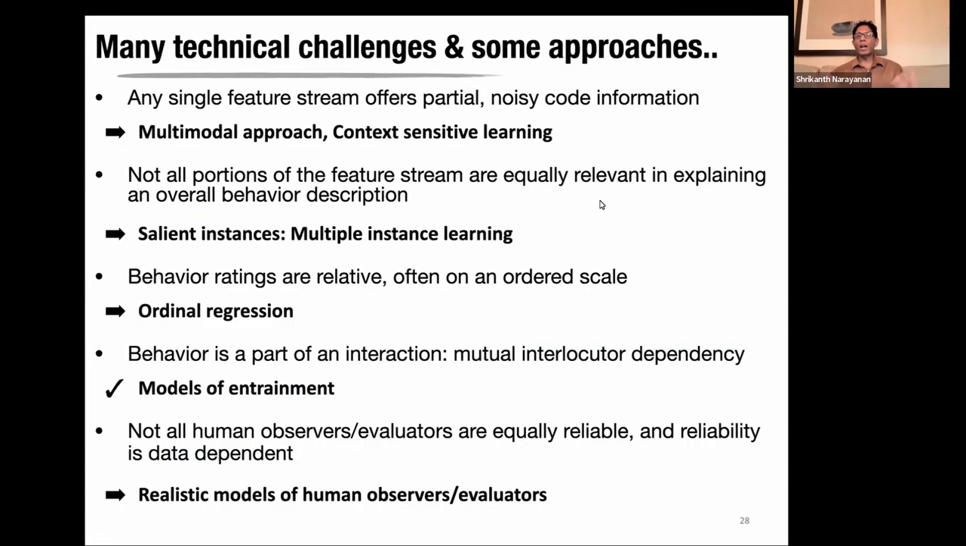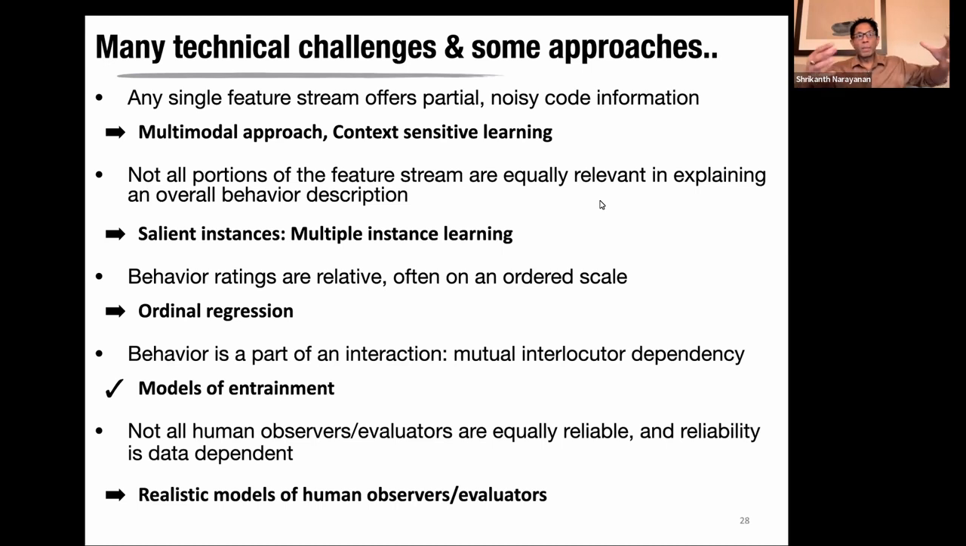So this led to a lot of machine intelligence questions, right? How can we make this multimodal context sensitive learning? What kind of architectures do we need to bring? So early on, this led us to propose BILSTM type of architectures. We're talking about a long time ago when these things were still emerging.